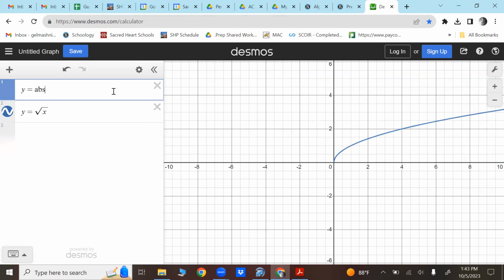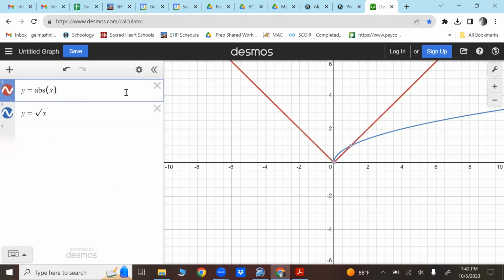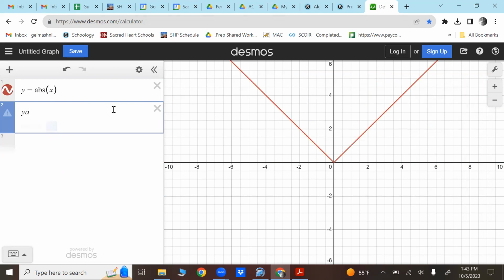So absolute value, you could do absolute value of x. And then let's do absolute value of negative x. No change. Because guess what? If I flip this over the y-axis, it's still the same thing, right? It's symmetric about the y-axis. There's no change.